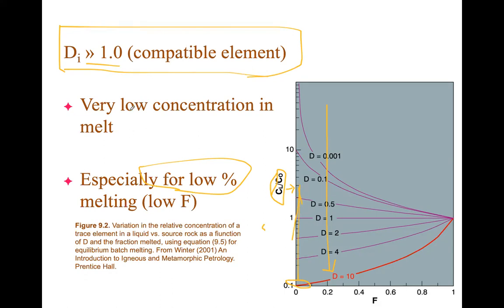So these two processes are opposite. Here we are looking at the trace element composition of incompatible elements in a liquid. That's why you see it's a gradual concentration drop.